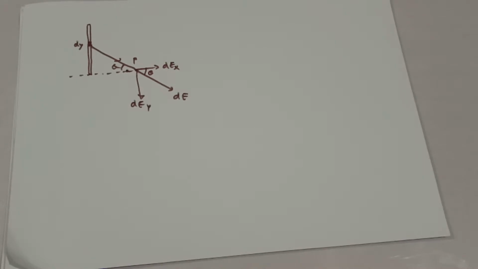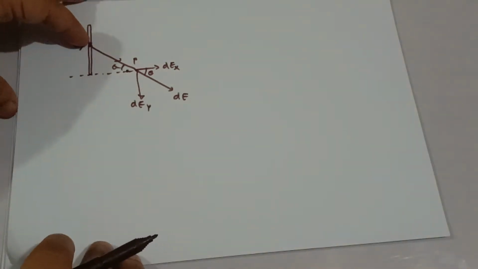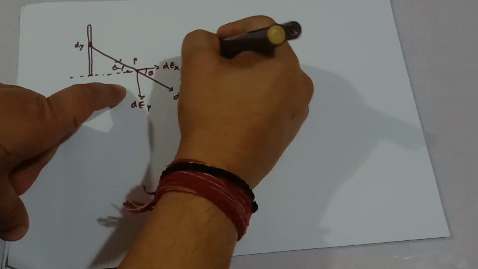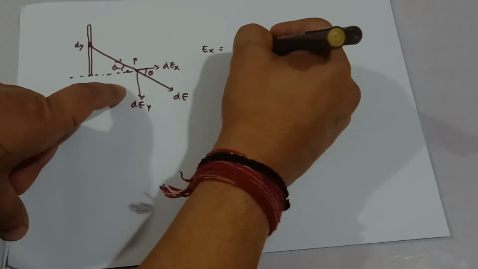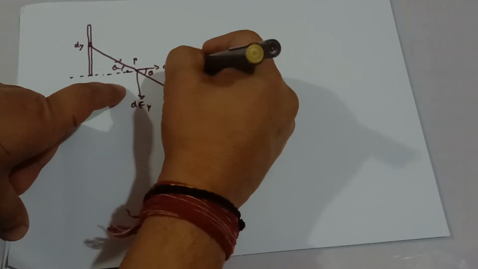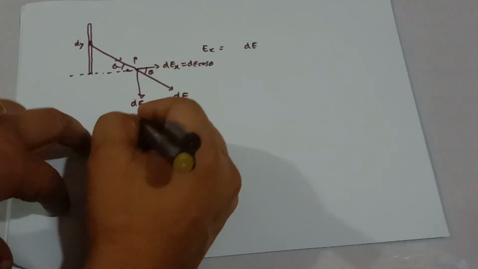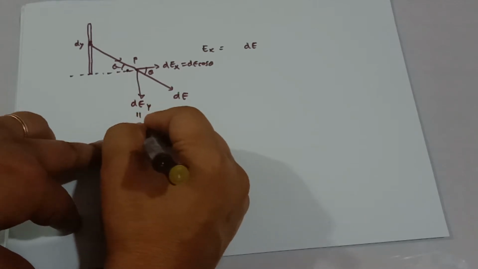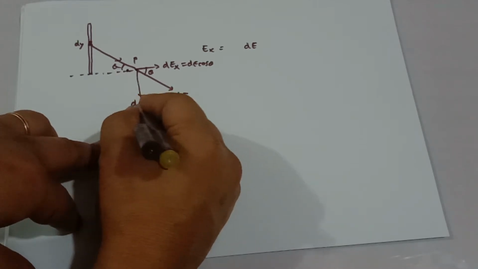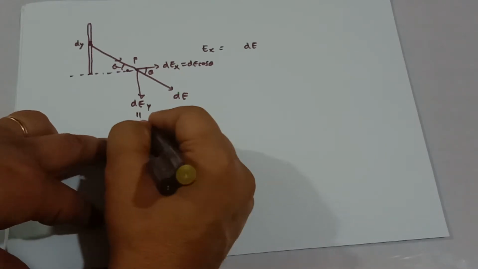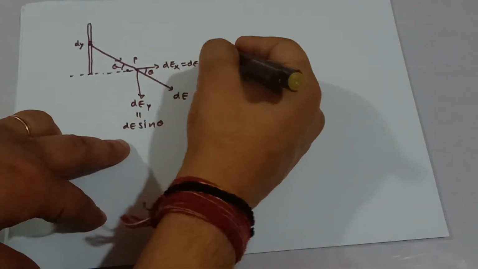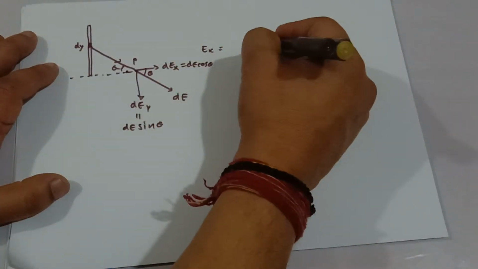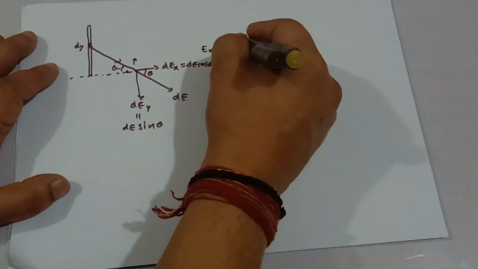Now this time the components are not cancelled out. So you have to really calculate the electric field along the x-axis, which should be dE into cos theta, as we already calculated earlier. In the same way, dEy can be written as dE sin theta. I am calculating the electric field along the x-axis this time, so that should be dE cos theta.